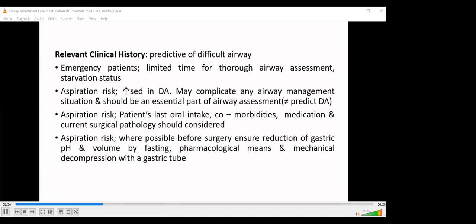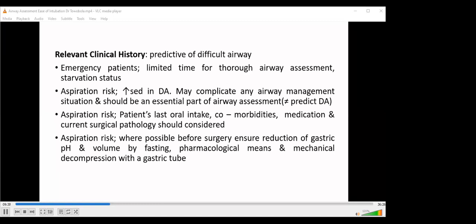Other relevant history in emergency patients: we know in some scenarios we have limited time to do a thorough airway assessment. We should find out the starvation or fasting status of these patients. Aspiration risk should be sought after. It doesn't necessarily predict difficult airway, but it is increased in difficult airway and may complicate any airway management situation, and should be an essential part of our airway assessment.